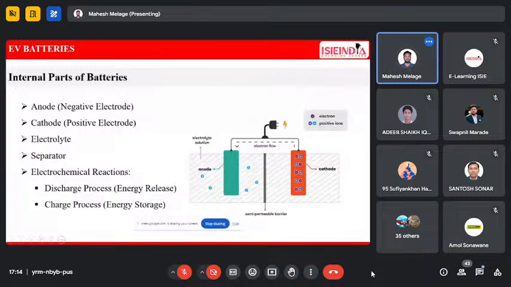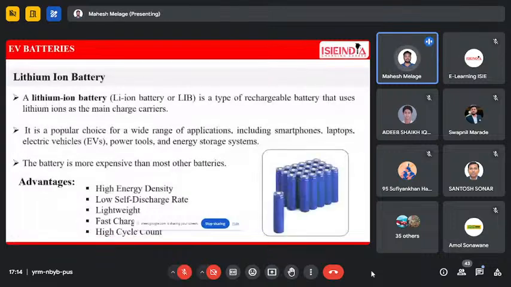The next part is the lithium ion battery. Nowadays in electric vehicles, most probably lithium ion batteries are used. Why? Because there are some major advantages of lithium batteries. They can store maximum energy, with maximum energy density compared to other batteries. This type of battery is rechargeable.